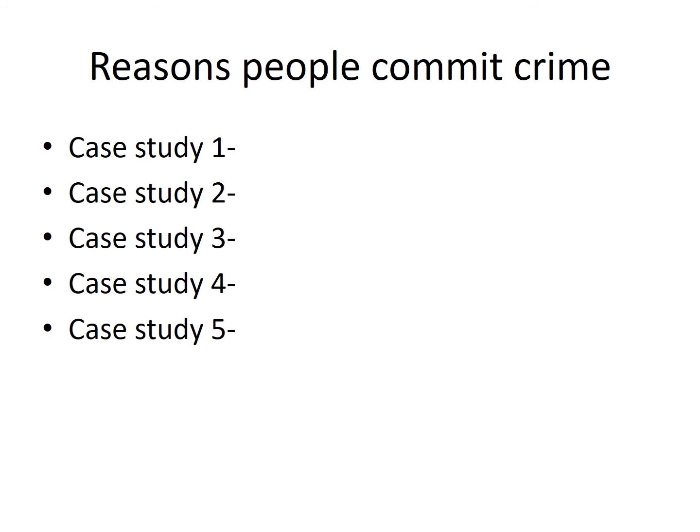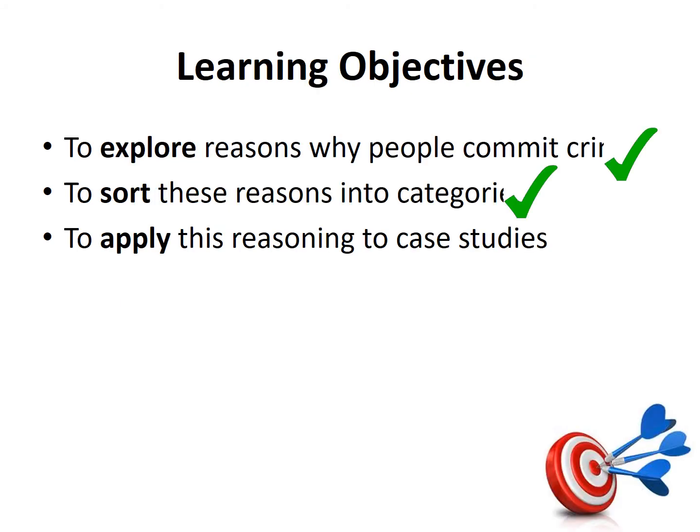So you have 5 case studies in total, so you've got here reasons people commit crime. So case study 1, try and note down from case study 1 what was the reason that person may commit the crime. Case study 2, case study 3, case study 4, and case study 5. So you're just looking to note down some of the reasons people might commit crime based on each case study.